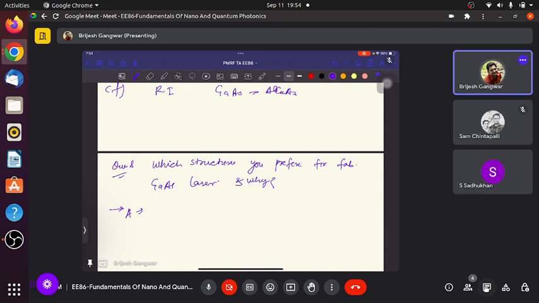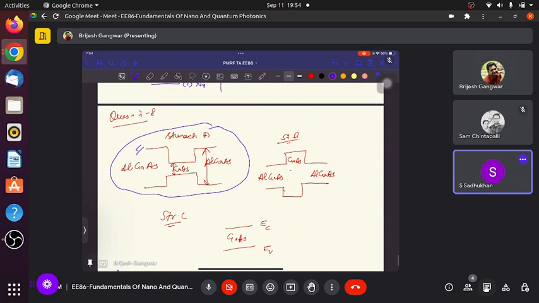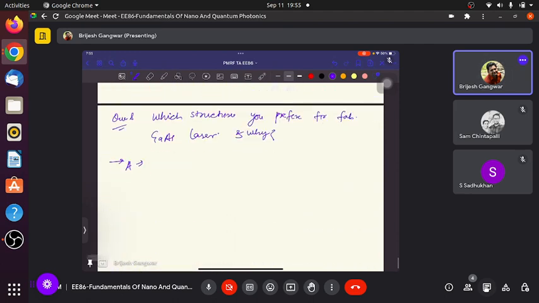So structure A, as it confines both electrons and photons, because this is a double heterostructure. If the electron comes, it will go to here, and from here to here, and whatever it emits, it will not absorb again, because the band gap of this is higher than the band gap of this. Okay, you can think like that. So structure A is suitable for laser.